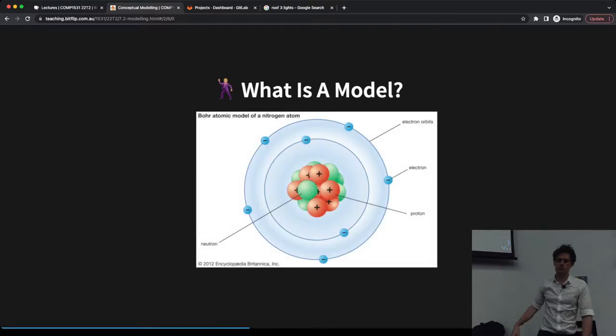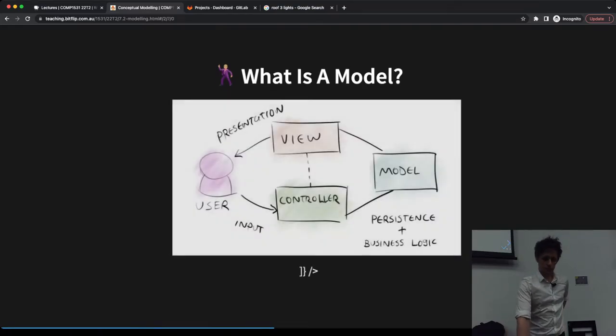And then we have, of course, something we all hope to never see again, the model of the atom from high school. Some of you might see it again. And these are just more models.